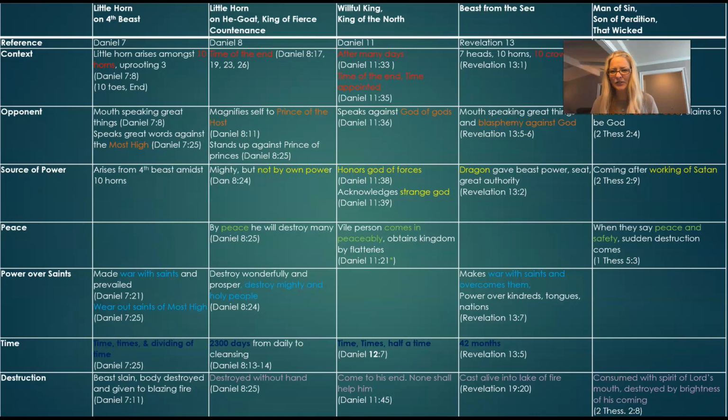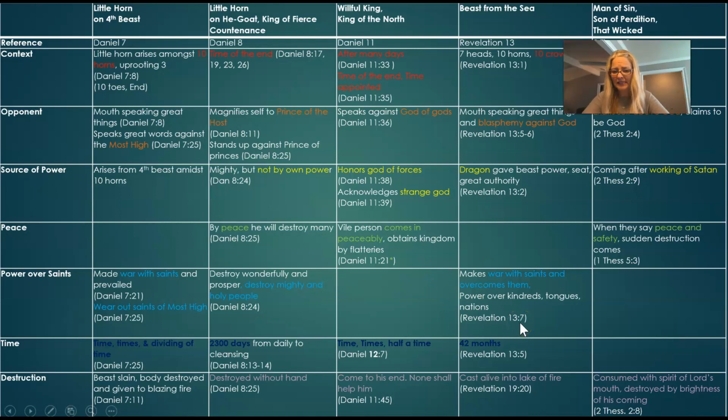Each of these kings or entities will exercise power over the saints. The little horn on Daniel's fourth beast among the 10 horns makes war with the saints and prevails. He will wear out the saints of the Most High. The little horn on the he-goat of Daniel 8, it says he destroys wonderfully and will prosper. He will destroy the mighty and holy people. So the little horn, the king of the north, the beast will be successful in waging war against the saints of the Most High.